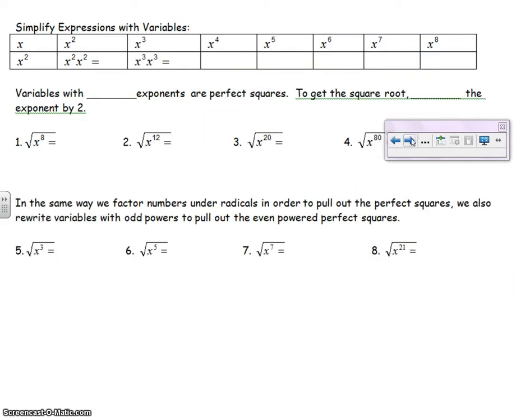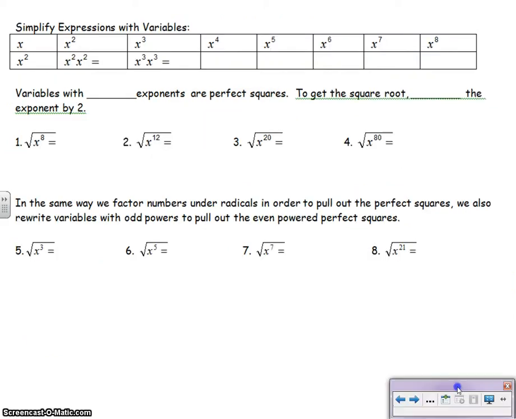Onward. Okay, let's talk about when we're using variables. When we're simplifying expressions with variables, we need to think, what's the perfect square of something with a variable? So if we do x squared times x squared, that's x to the 4th. Remember, we do our exponent rules. So if we're doing x to the 3rd times x to the 3rd, that's x to the 6th. X to the 4th quantity squared would be x to the 8th.